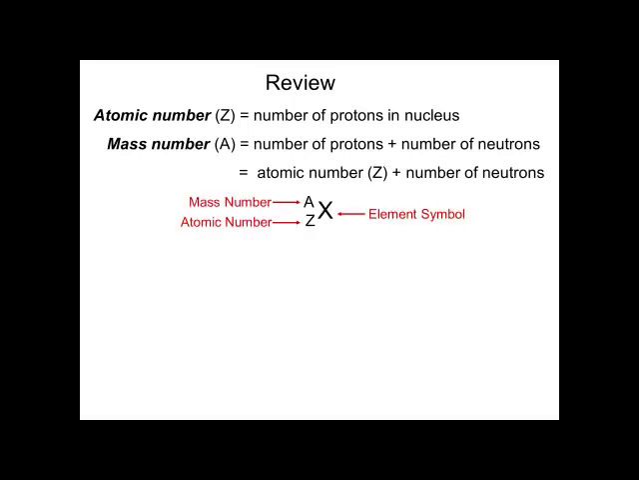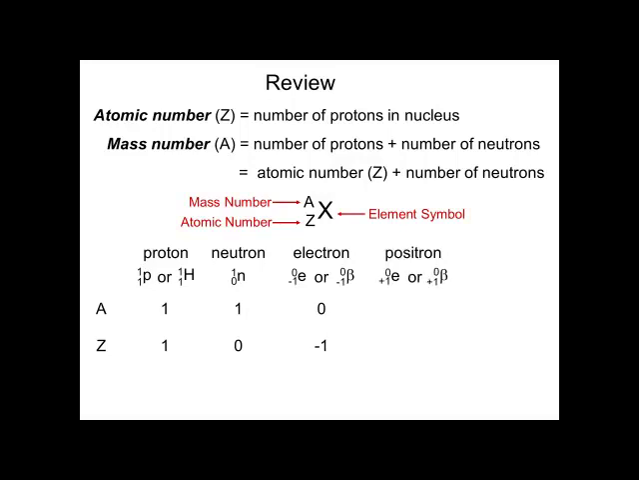We use X as the element symbol, Z as the atomic number, and A as the mass number. A proton would have an A of 1 and a Z of 1. A neutron would have an A of 1, a Z of 0. An electron, we sometimes use the symbol beta, has a mass number of 0 and an atomic number of -1. Positron, 0 and +1. And a helium nucleus or alpha particle has an A of 4 and a Z of 2.